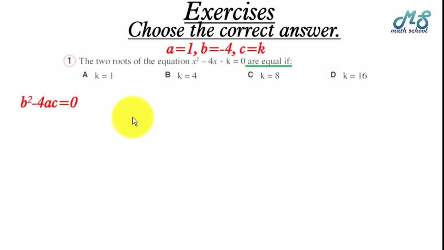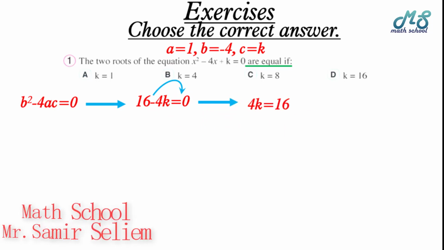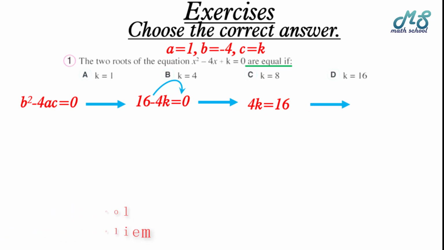Pay attention guys, b equals what? Negative 4. a equals what? 1. c equals what? k. So substitute in b squared minus 4ac equals 0. We get 16 minus 4k equals 0. Now move 16 to the other side to be subtracted, or move 4k to the other side to be added. We get 4k equals 16. Divide both sides by 4. We get k equals 4. So the correct answer is B.